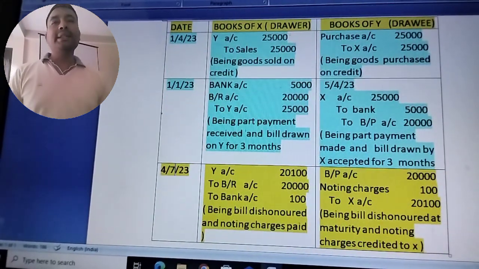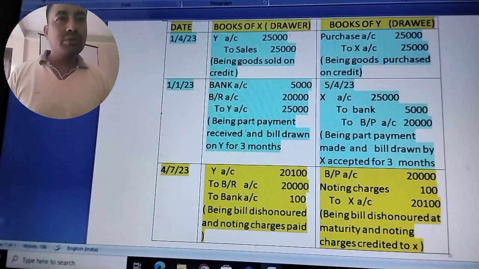On the due date, that is 1st April, add 3 days of grace, and from April 3 months, if you add it, it will give you 7. That is 4th July 23, the bill is dishonored. When the bill is dishonored, the drawer always debits the drawee account. So you will definitely debit Y's account, and you will cancel the bills account, and the bill is 20,000.